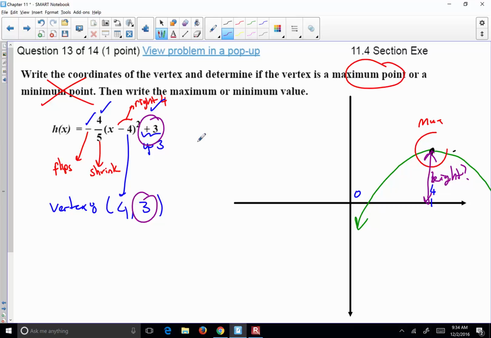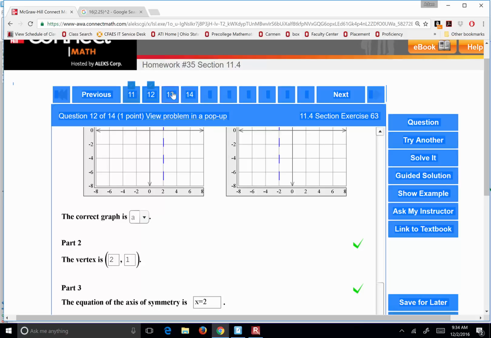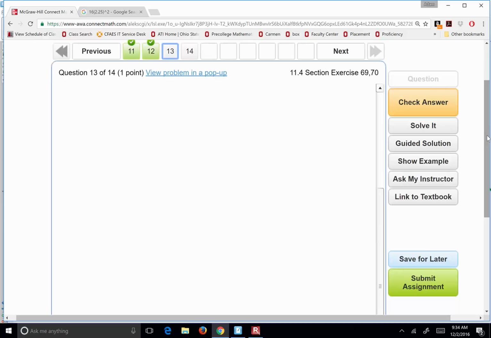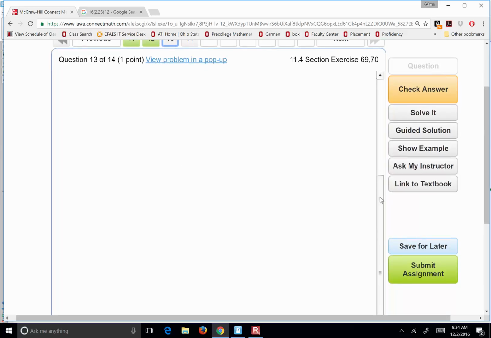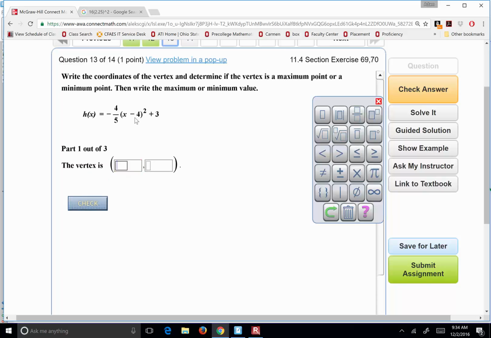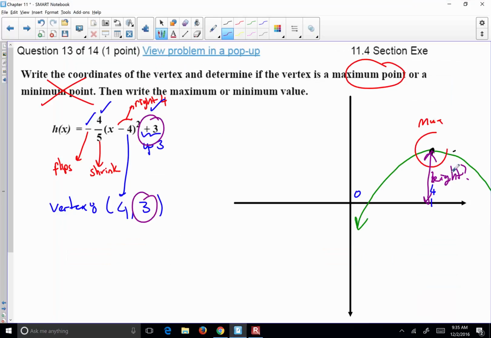Okay? So let's fill in the blanks now. I think we first choose the graph. No. We first determine the vertex. Look, I don't even need to sketch it. I just look at these numbers and write the vertex. 4 and 3. Second, is that a maximum or minimum? Oh, by the way, you decided this is maximum or minimum from the picture. I gave you the picture, you just named it.